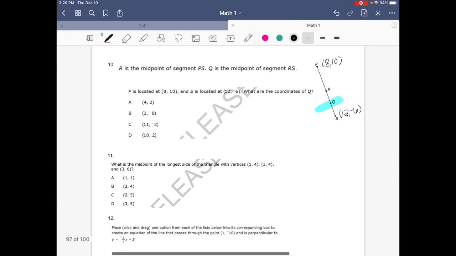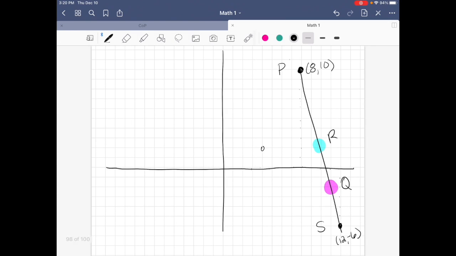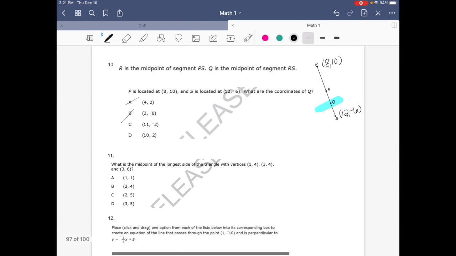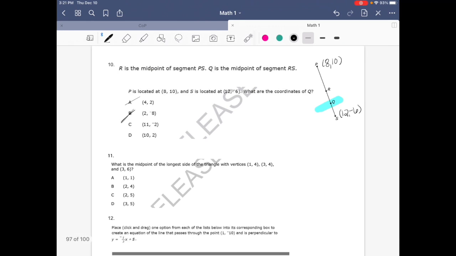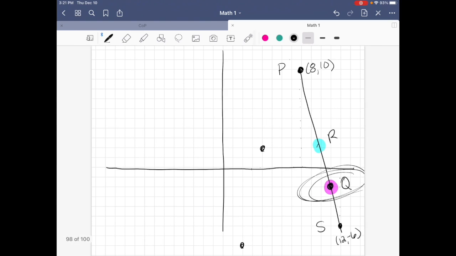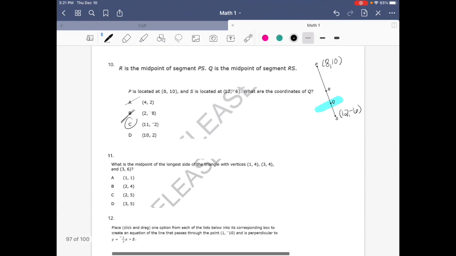So I'm going to graph those other ones. The first point we have is 4, 2. Well, 4, 2 is right here. That's nowhere close to where we're trying to find a point. So we know that's not going to work. Then we have 2, negative 8, which is way down here. That's not going to work. Then we have 11, negative 2, which is about right here. Pretty sure that's going to be our answer. And then we have 10, positive 2. So 10, positive 2 is R. They didn't ask us for R, they asked us for Q. So it's going to be 11, negative 2.